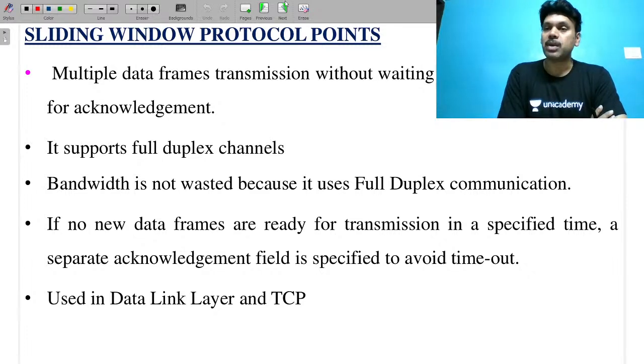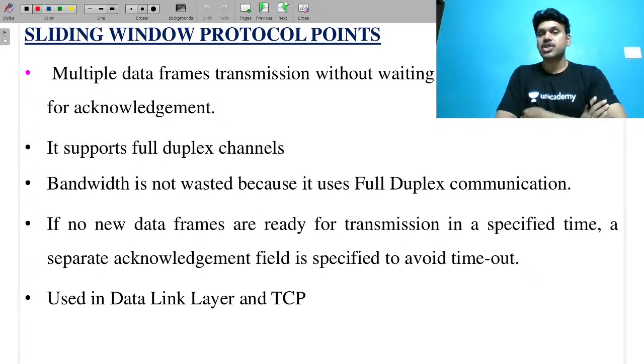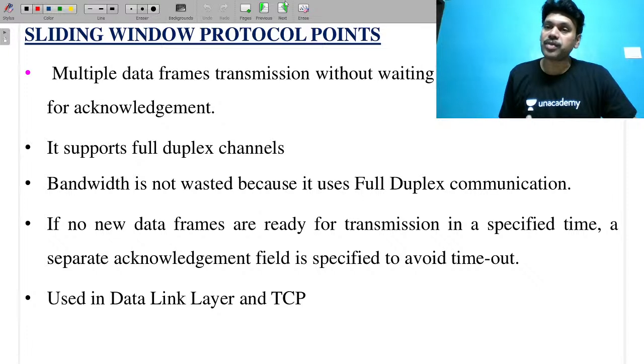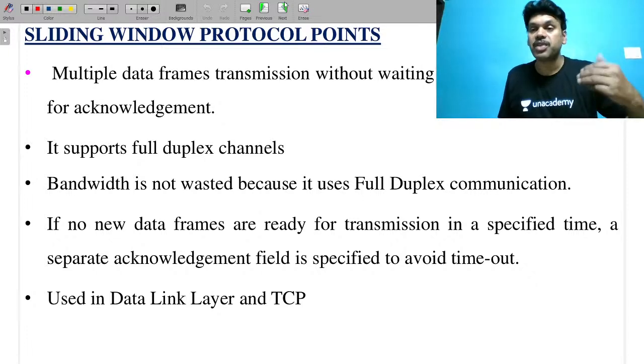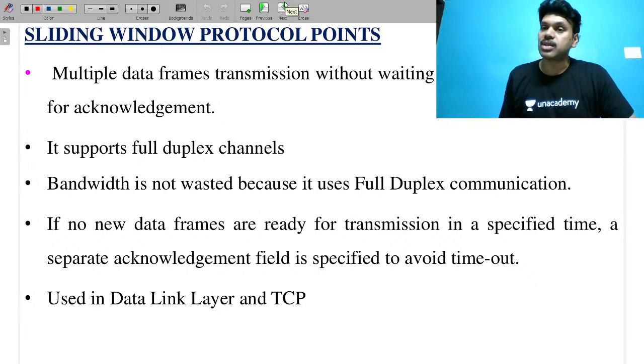So that problem you can solve with the help of multiple data transmissions instead of a single data transmission. We know that stop and wait sends only one frame at a time, and then we wait for the acknowledgement. What the sliding window is saying is, instead of waiting for the acknowledgement for the first frame that you transmitted, I am going to keep on transmitting my data frames.